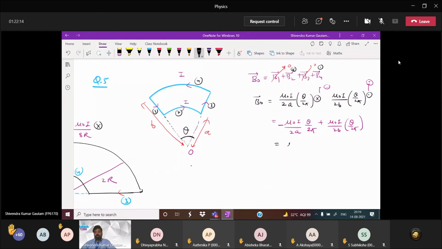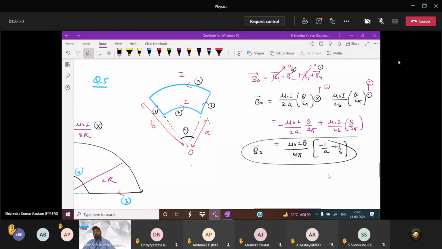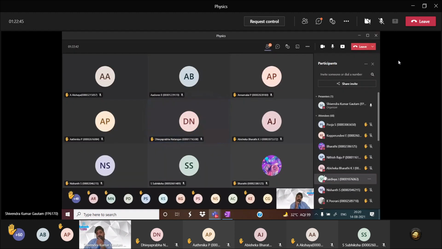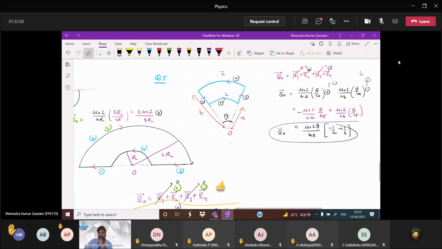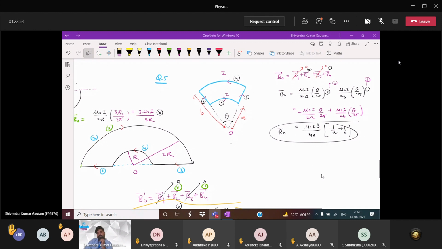Sometimes you can take common also: mu naught I theta divided by 4 pi, times 1 by a minus plus 1 by b. This is the magnetic field. Clear? Everybody understood? This type of questions you will find. Those who understand the three important points we discussed can answer along with the direction of the magnetic field. Direction is very important. Clear? Yes, sir.